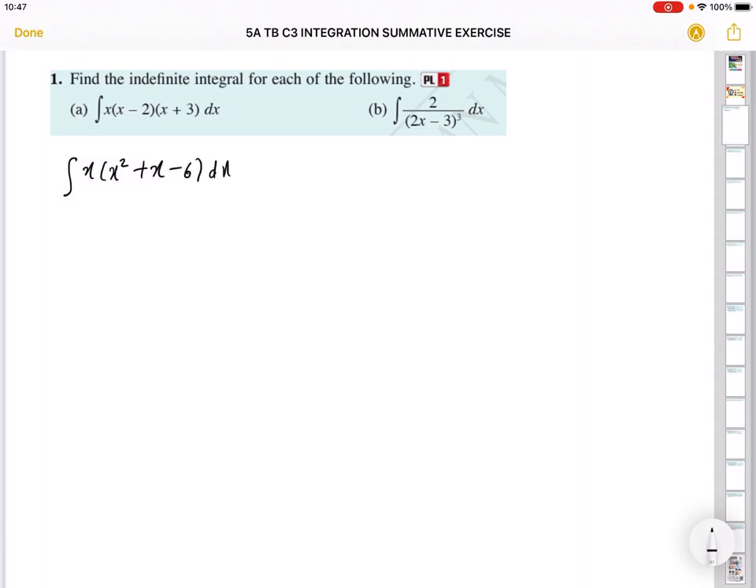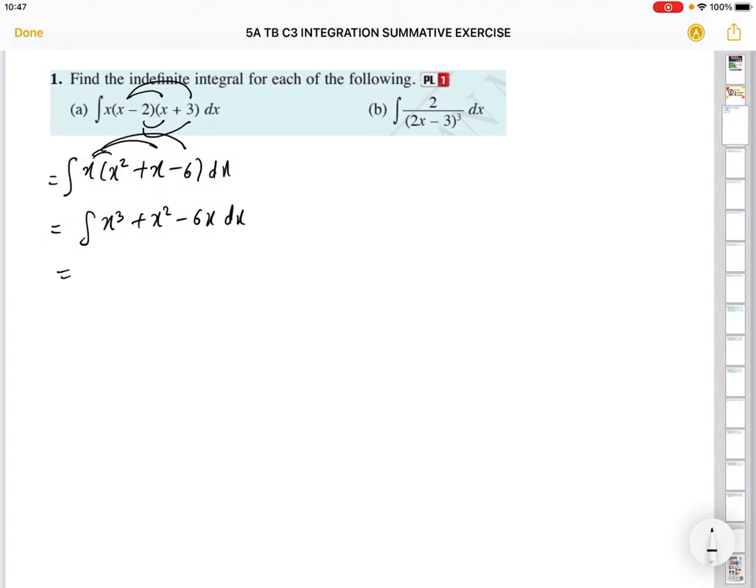I hope we can expand very quickly. This is x squared plus 3x minus 2x plus 3 minus 2 is plus 1. Minus 2 times 3 is minus 6. So the next thing is we should just expand this x inside, multiply inside 1 by 1, you get x power 3 plus x power 2 minus 6x dx.